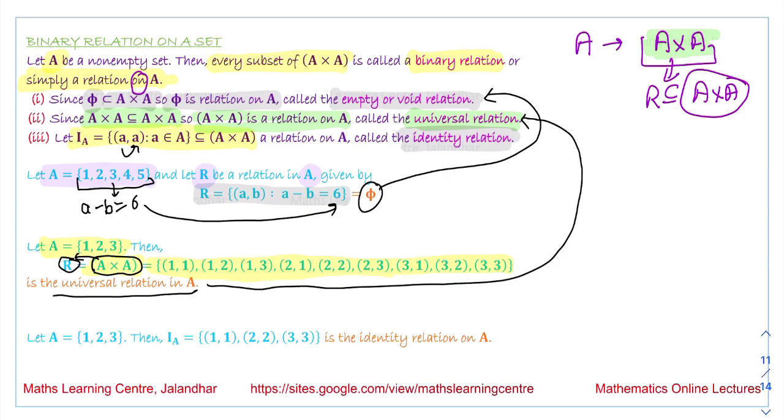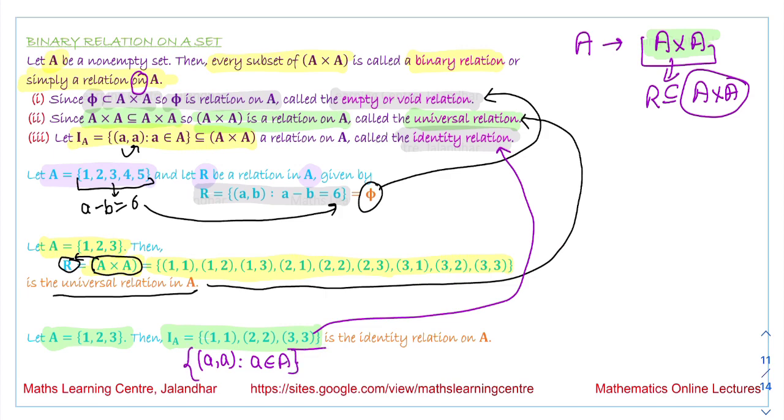Next we are talking about a set A given as 1, 2, 3. And we have written a relation where 1 is related to 1, 2 is related to 2, and 3 is related to 3. Then this relation is called the identity relation, where the elements are A comma A such that A belongs to A. So this relation is called the identity relation on A.